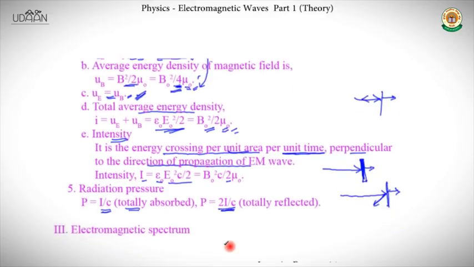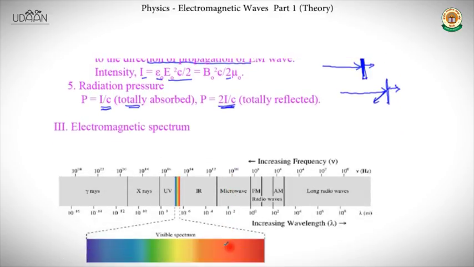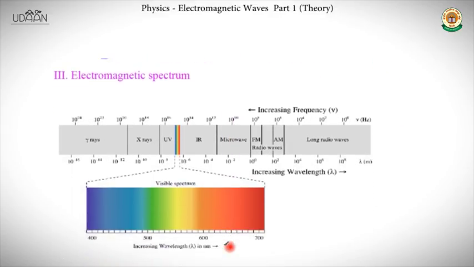Next we have the electromagnetic spectrum. So this is the total spectrum of all the electromagnetic waves that we are familiar with. For the lower frequency and higher wavelength, we have the long radio waves. Right. And then we have the radio waves, normal FM and AM waves, at a slightly higher frequency. Then we have the microwaves, which are of even higher frequency. Then this is the IR or infrared.